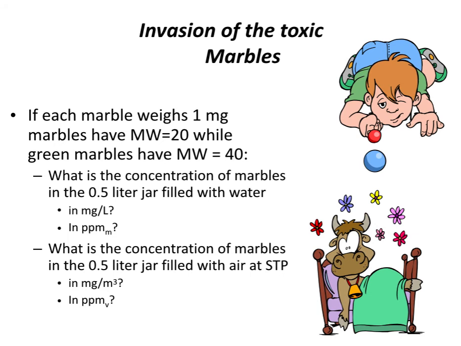So I'll leave you with an example to work through. If we have a marble that weighs 1 milligram, and it has a molecular weight of 20, and green marbles that have a molecular weight of 40, what's the concentration of marbles in a half-liter jar filled with water in milligrams per liter and parts per million? You can vary the numbers and play with this idea a little bit. But as you think about this, think about how the difference is between if those marbles were in water or if those marbles were in air. How would the weight of that container be different?